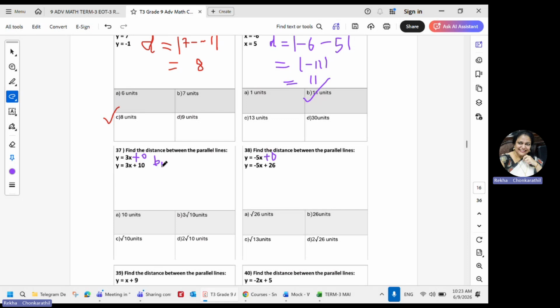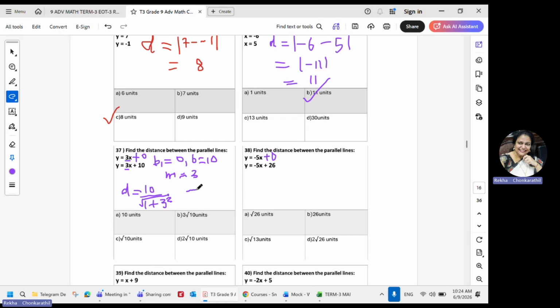We say b1 equals 0, b2 equals 10, and you know slopes will be always the same. In this case, the slope is 3. So we write m equal 3. And now we use the formula and find the distance. Distance is, 0 minus 10 or 10 minus 0 is 10. So I'm just directly writing 10. And here square root of 1 plus 3 square.